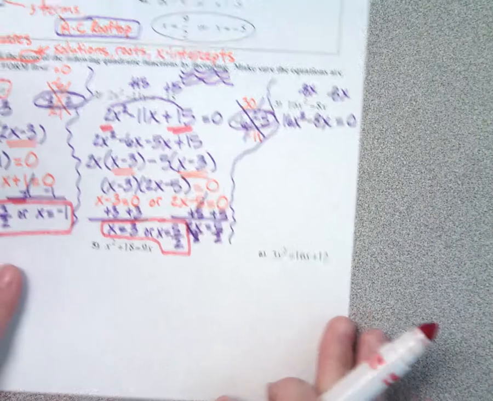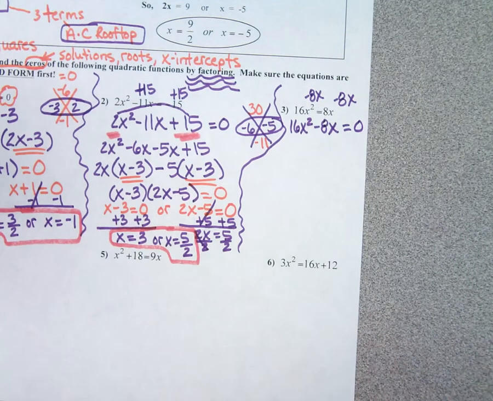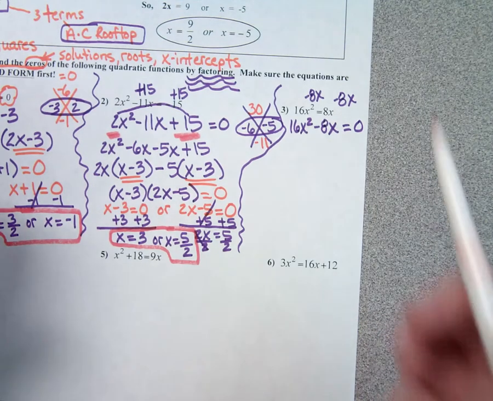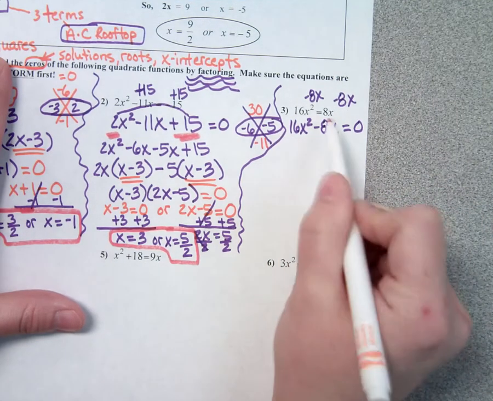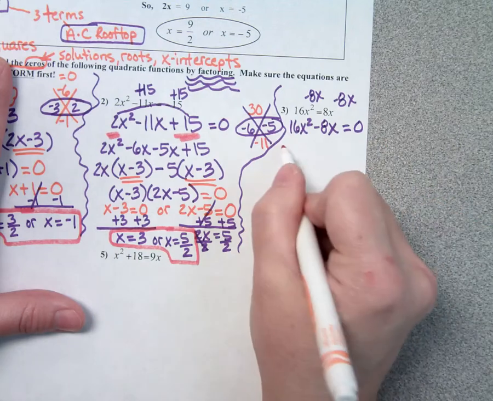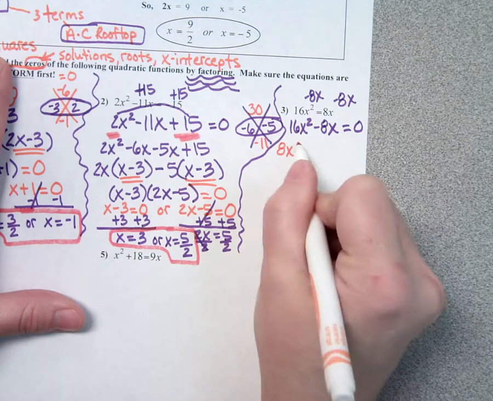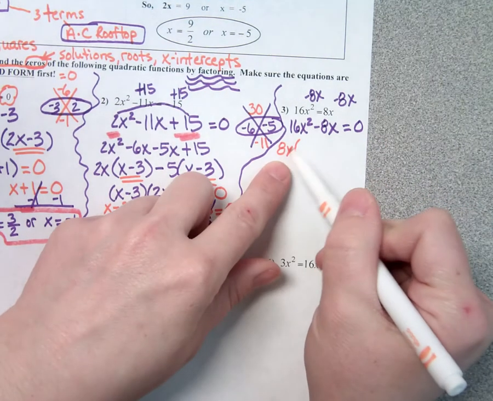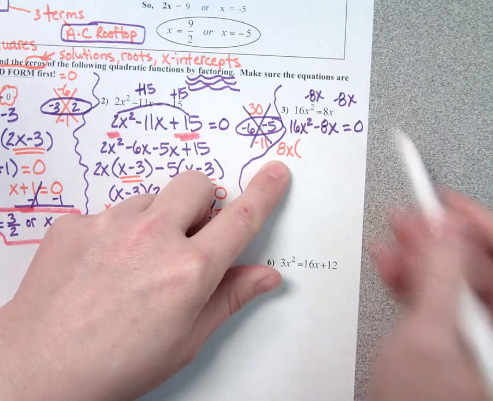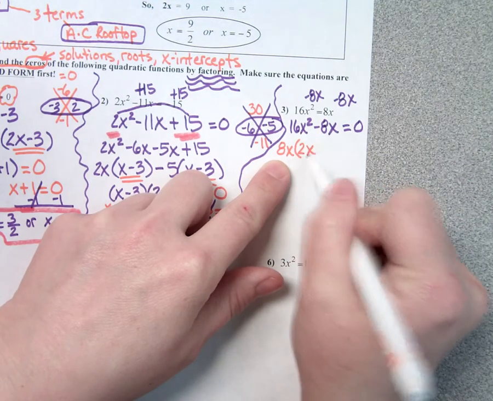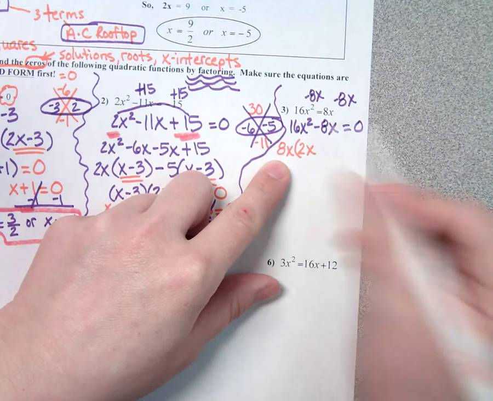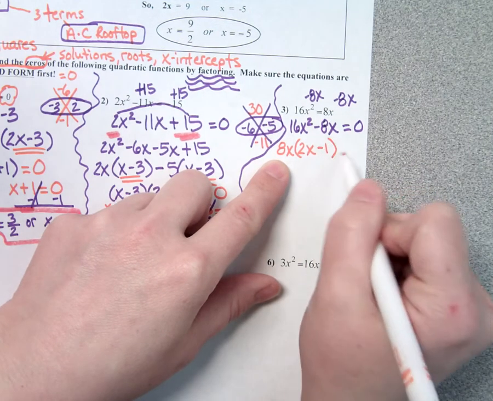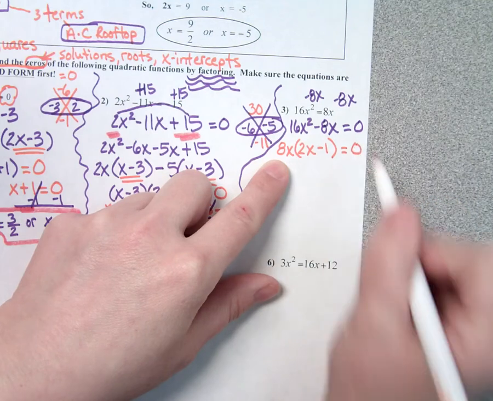Okay, now I'm going to try to factor. So what's the first thing we always look for? A GCF. So what's the greatest thing that goes into both of these? 8x. Okay, build your parentheses. 8x times what makes 16x squared? 2x. 8x times what makes a negative 8x? A negative 1. I'm going to go ahead and bring down my equal 0.